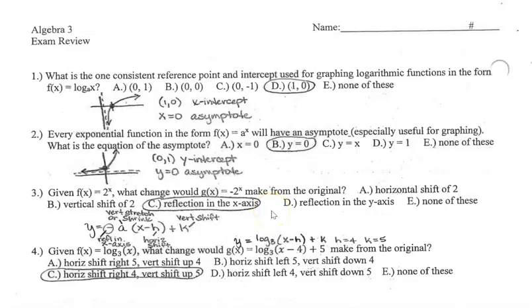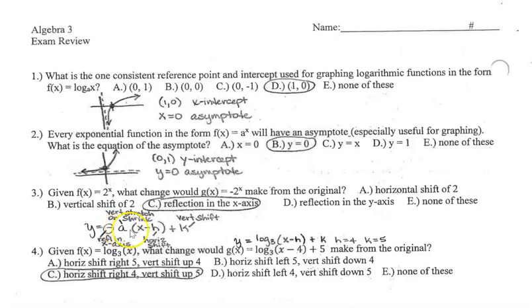Okay, so look at the next one. For number 3, it says if you have 2 to the x, what change would it make if you put a negative out in front of the entire function? Well, a negative out in front of the entire function is a reflection in the x-axis. So just to help you remember all the different transformations we talked about, I listed them all here. A negative in front of the function, as we said, is reflection in the x-axis.